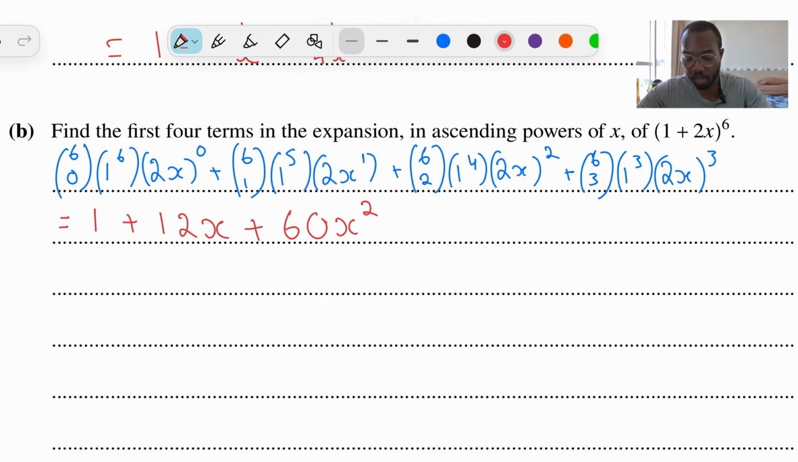And then for that last one, we have 6 choose 3. Well, 6 choose 3 is 20. And then we have that 2x to the power of 3, which is 8x cubed. 20 times 8x cubed, that is 160x cubed. And yep, we've found the first four terms. We've got 1 plus 12x plus 60x squared plus 160x cubed.